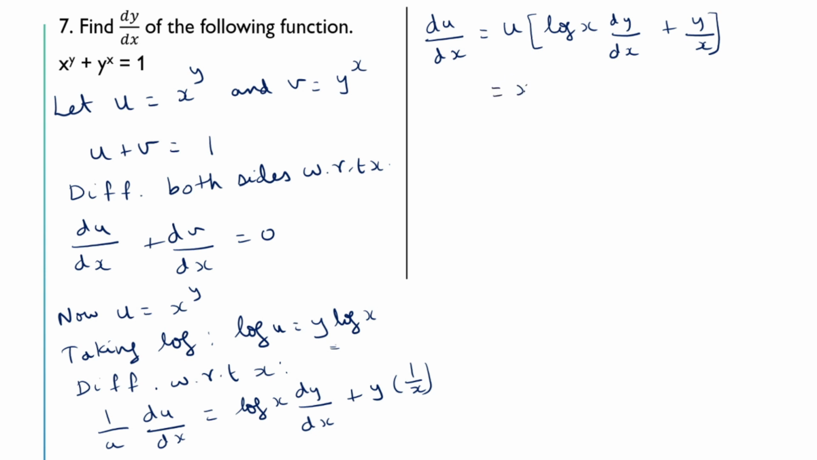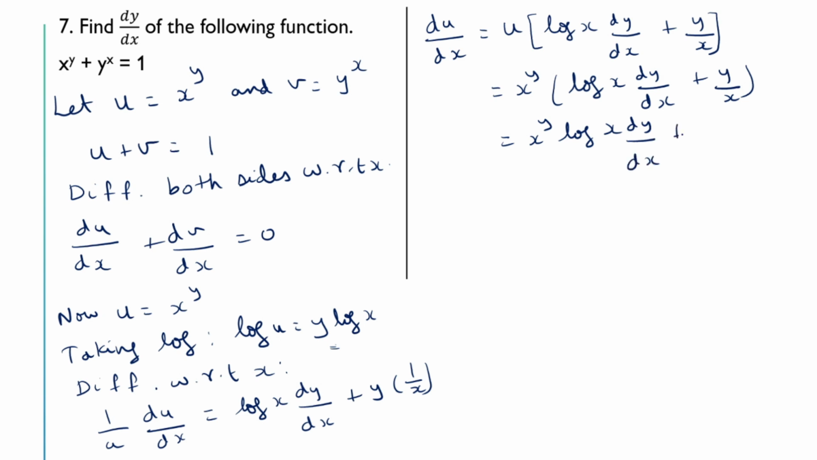Now we know that u is x raised to y. So x raised to y into log x dy by dx plus y by x. Or let us take x raised to y inside the bracket. So it is x raised to y log x dy by dx plus, here x raised to y into y by x will be, x raised to y by x is x raised to y minus 1. So plus x raised to y minus 1 into y. So we got du by dx as this function.